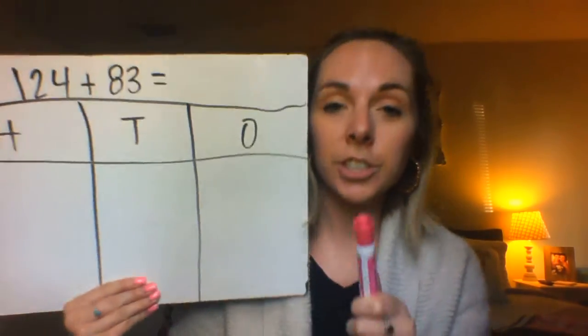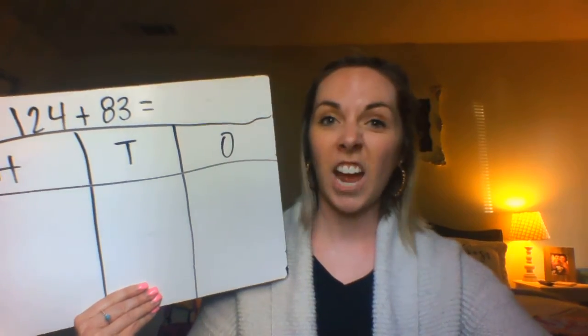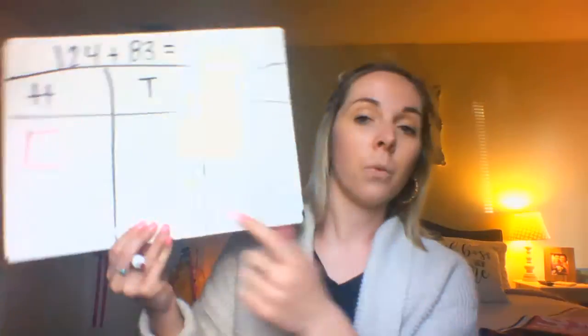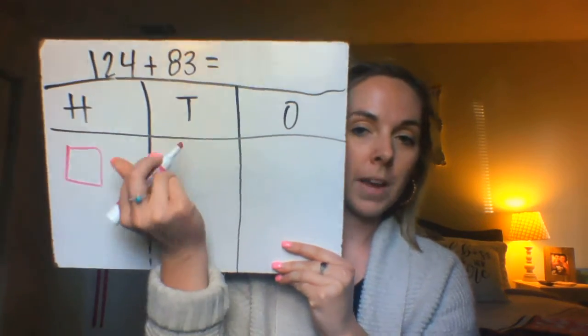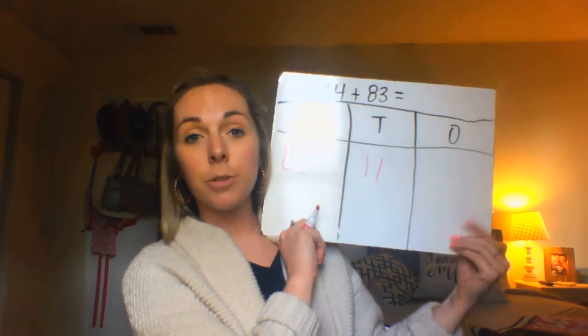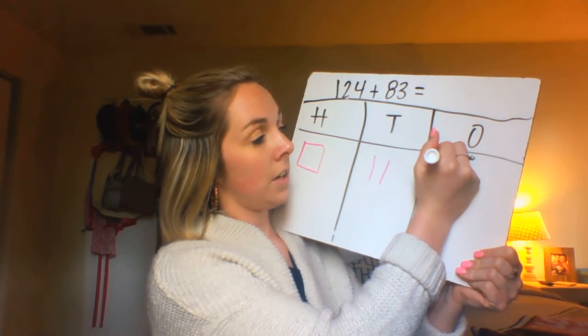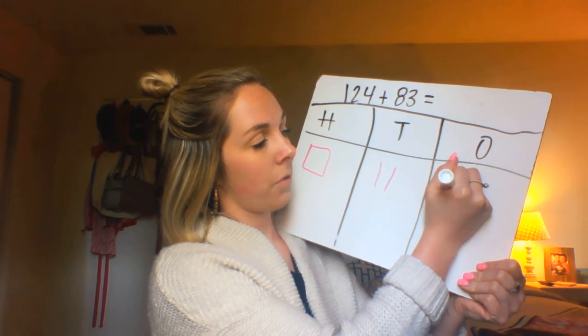So I'm going to do 124 with pink, okay? Remember, hundreds are just giant squares. If we were talking about manipulatives, here's my hundreds. So I have 100, 2 tens. I'm going to draw my 2 tens, and then I'm going to draw my 4 ones. 1, 2, 3, 4, okay?